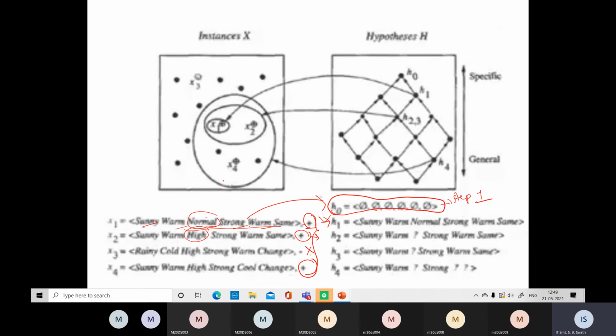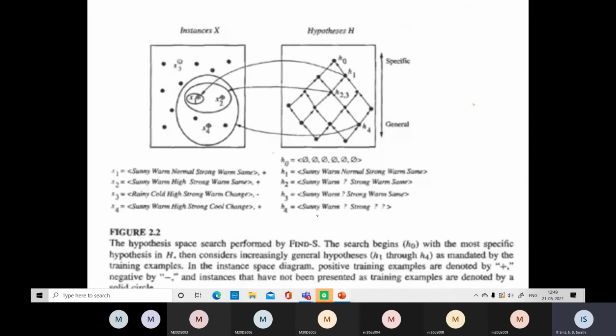Now what will we do? If I want to make a specific hypothesis generalized, I should include all the inputs. Whenever there is a change in the input between the previous instance and the next instance, only then do we replace that particular attribute position with a question mark. Now in x1 and x2, the first and second attributes are the same. There is no change, so that sunny is kept as it is. Now h1 is modified as h2.